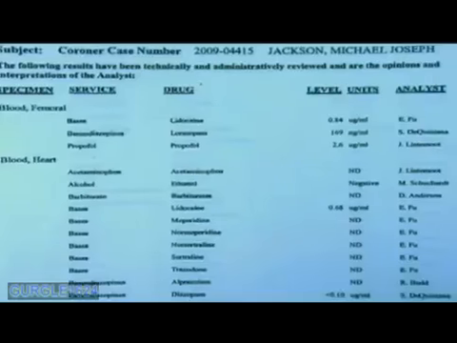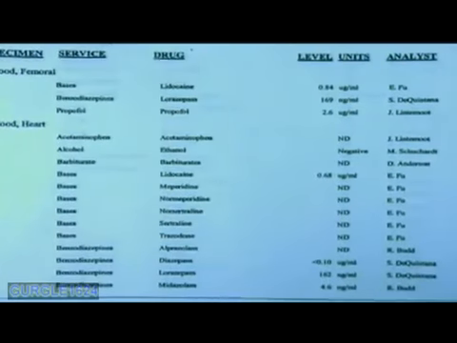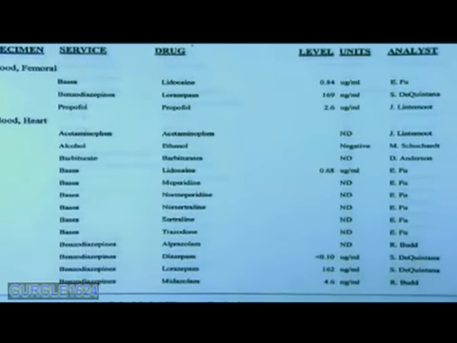Now, going through then and referencing this first page, the first column to the left identifies the specimen. What is that? Well, it identifies the specimen that was either submitted or tested. Okay. In this particular case, on this page, it has both heart blood as well as femoral blood. And those are two different bloods taken from the decedent during autopsy. All right. And the next column over, service, what does that mean?